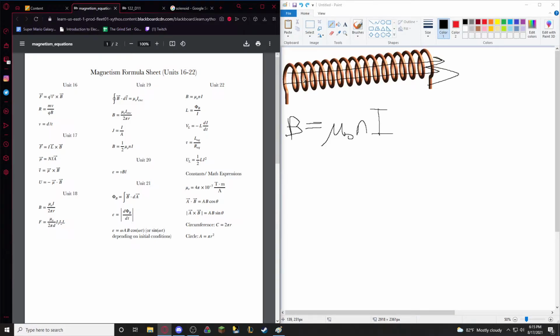So in this case, it'd be like 3, 4, 5, about 15 turns. I don't feel like actually calculating them. And let's say it's over like 1 centimeter. That'd be whatever, 1,500 turns per meter. So that's what little n is. The turns per unit length. That's the magnetic field inside our solenoid.